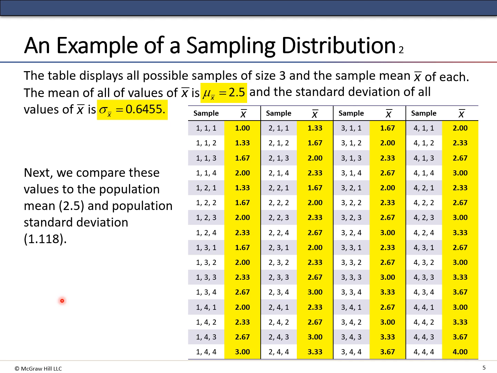The table displays all possible samples of size 3 and the sample mean of each. The mean of all values of x bar is mu sub x bar equals 2.5, and the standard deviation of the values of x bar is 0.6455, and you can see that here. Next, we're going to compare these values to the population mean and the population standard deviation.